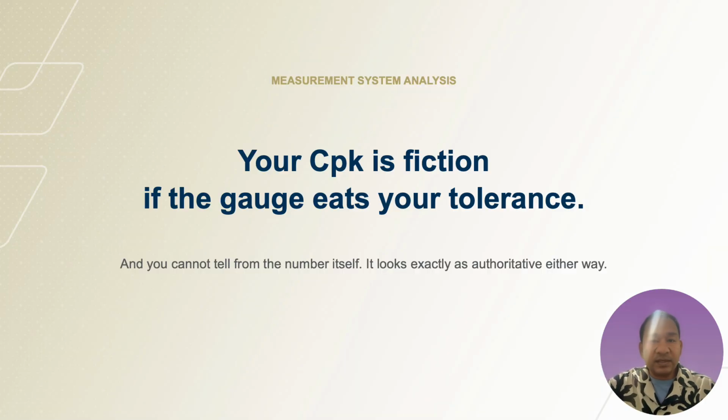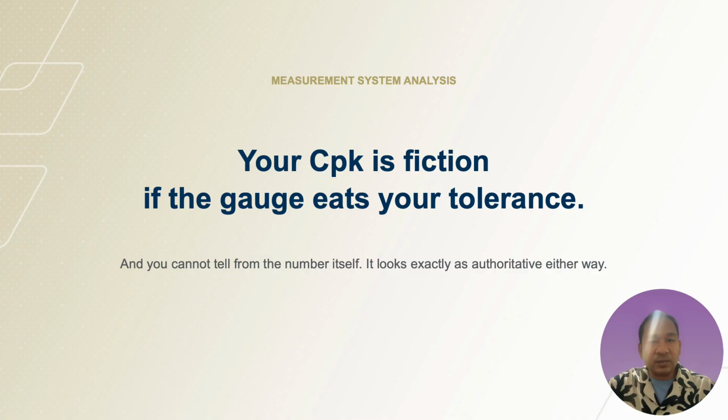Your Cpk is fiction when gauge eats your tolerance, and here is why it is dangerous. You cannot tell from the number itself. A Cpk of 0.89 computed with a perfect gauge and a Cpk of 0.89 computed with a gauge consuming a third of the tolerance look identical on the report. Same digits, same confidence, same authority. The only way to know is to have done the measurement study.